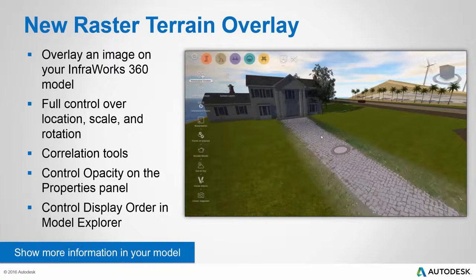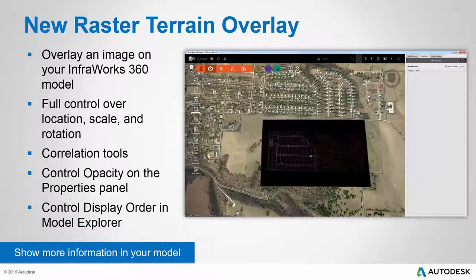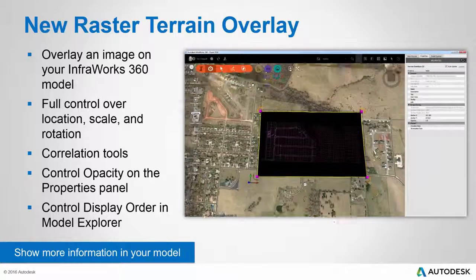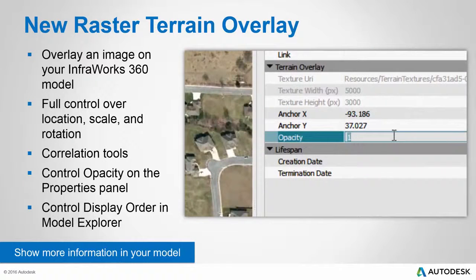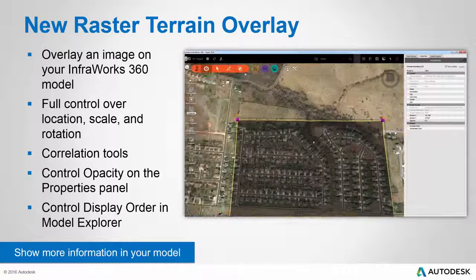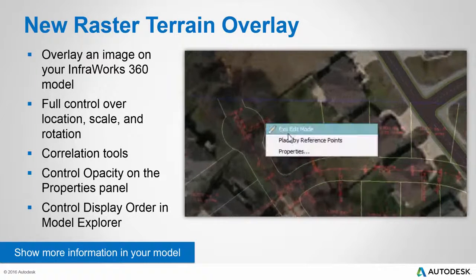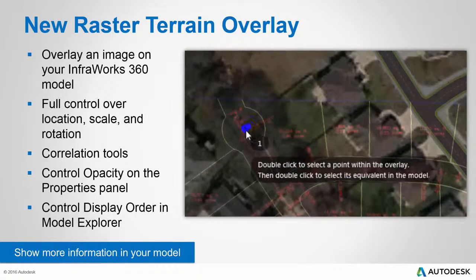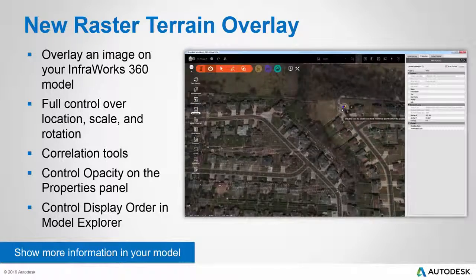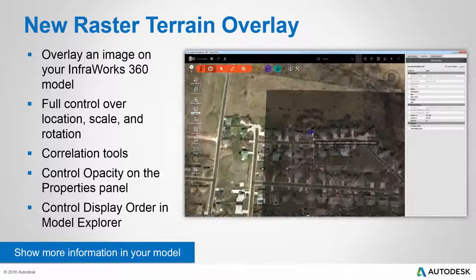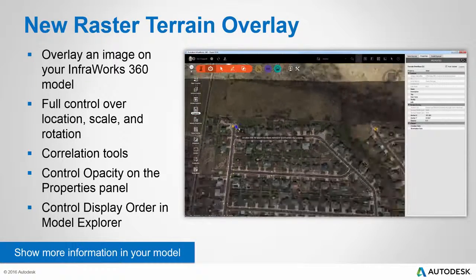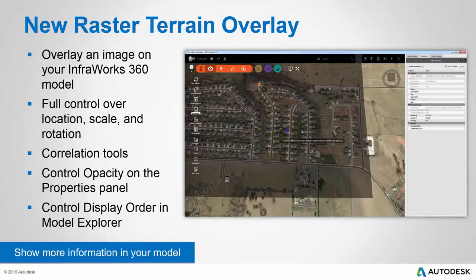In fact, we're going to use some correlation tools in this next example to take a screen capture from Civil 3D and position it right on our InfraWorks 360 model. Notice how we're using opacity to see through the image to the model beneath. Now we're using some simple right-click correlation tools to simply align 3 points in the image with 3 corresponding points in the model. And it's as simple as point and double-click each of the points until you get the image lined up just the way you like it.